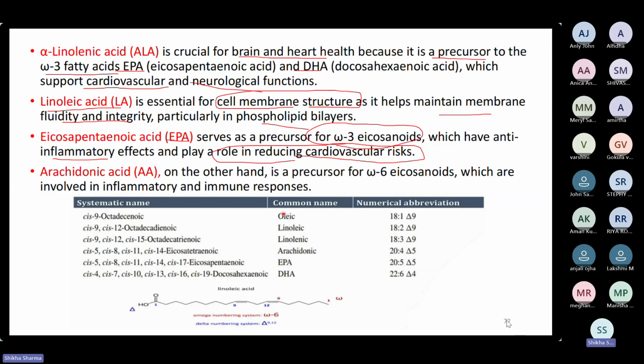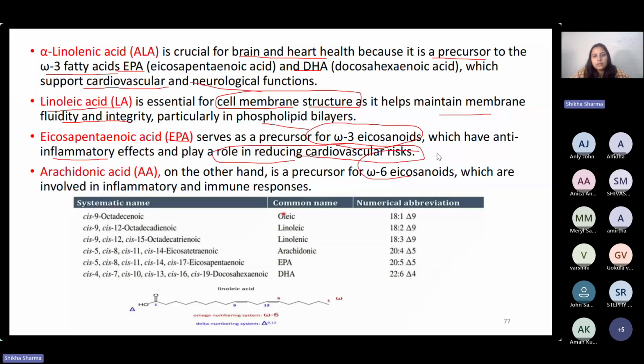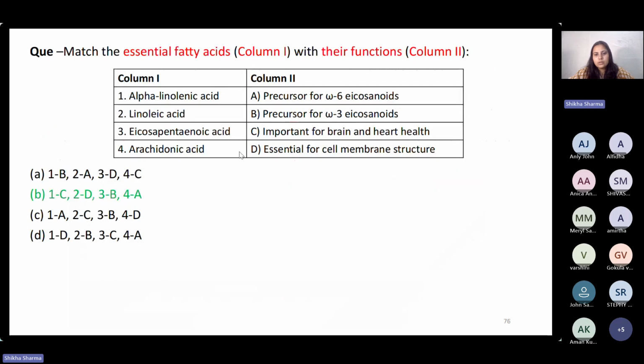And this AA is the precursor for omega-6 eicosanoids, which function in inflammatory and immune responses. So if we see here, alpha-linolenic acid is important for brain and heart, and linoleic acid is essential for cell membrane structure. Then this EPA is for omega-3, and this AA is for omega-6.